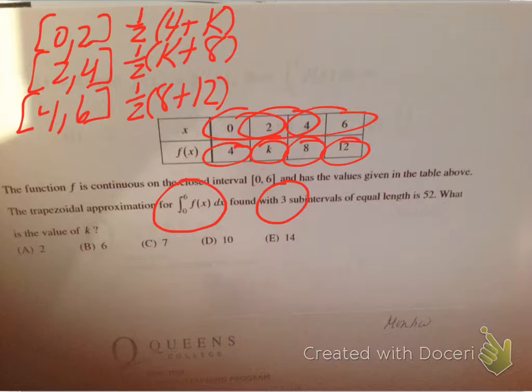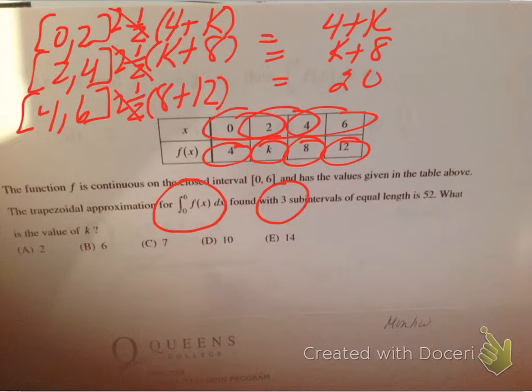I can't put the 2 in there because there's a little thing there. Okay, I'm going to put the height here. 2, 2, and 2. Okay, so you can see that this cancels, and this cancels. So we're left with 4 plus k plus 8, and 8 plus 12, which is 20.